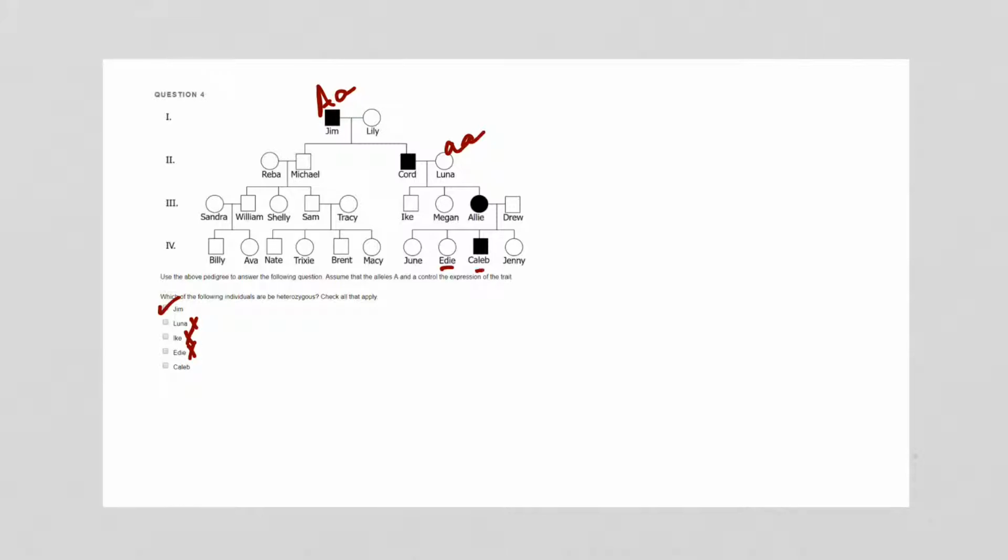And then Caleb, if we look at Caleb, Caleb has one parent that is little a, Drew, and then he has a parent that is capital A and something else. So we know that he has at least one capital A because he's colored in, and then he also would have inherited a little a from his dad, Drew. So Caleb would also be one that's heterozygous. So Jim and Caleb would be your answers on this one.